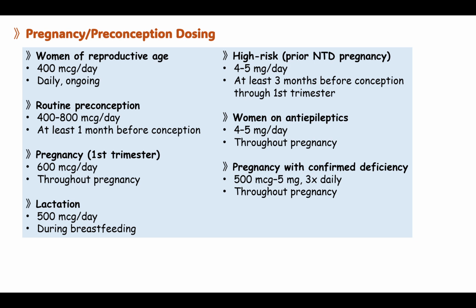For high-risk women, especially those with prior neural tube defect pregnancy, the recommended dose is much higher, 4 to 5 milligrams per day, starting at least 3 months before conception and continuing through the first trimester. Women taking anti-epileptics are also listed as needing 4 to 5 milligrams per day throughout pregnancy. And in pregnancy with confirmed deficiency, the range given is 500 micrograms to 5 milligrams 3 times daily throughout pregnancy. This is clinically important because it stratifies dosing according to reproductive risk.